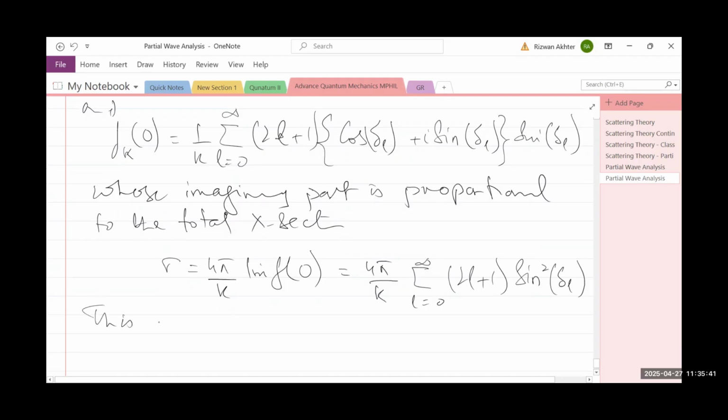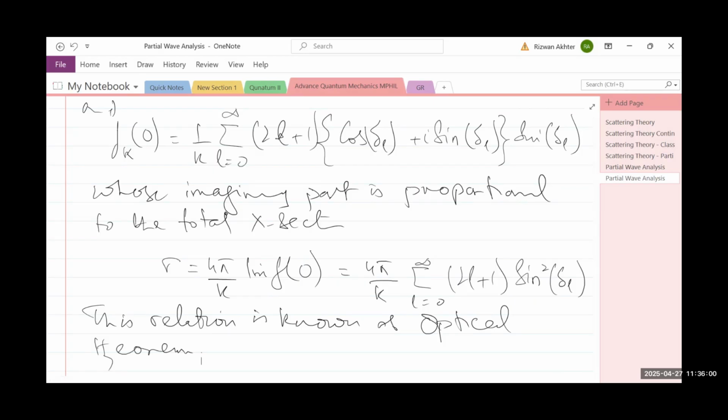This relation is known as the optical theorem. So this is basically, if we keep it up to here, that completes the article. But this completion is about what? The elastic part. So there could be an inelastic contribution as well.